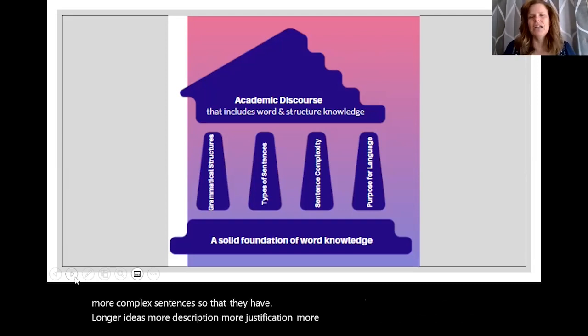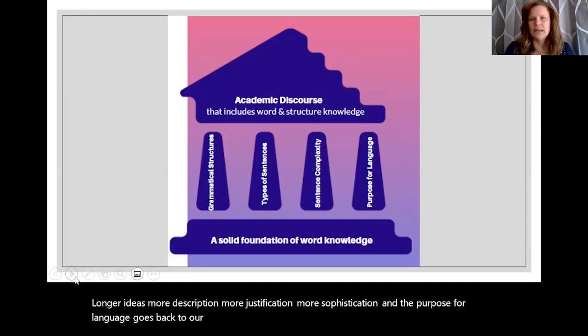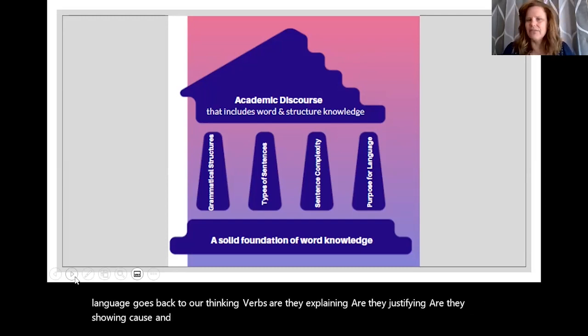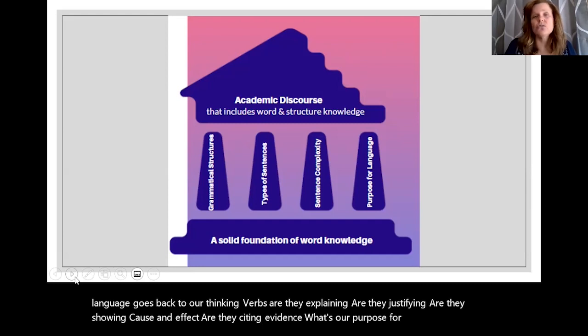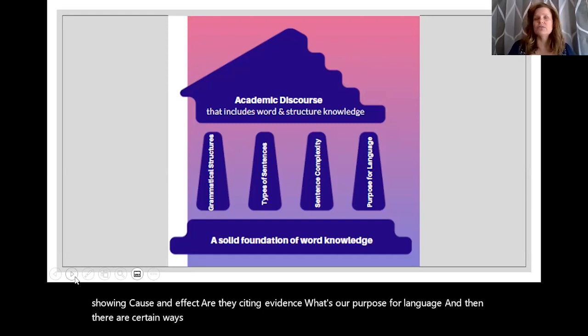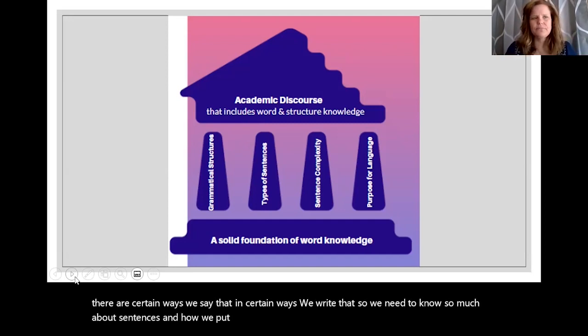And the purpose for language goes back to our thinking verbs. Are they explaining? Are they justifying? Are they showing cause and effect? Are they citing evidence? What's our purpose for language? And then there are certain ways we say that and certain ways we write that. So we need to know so much about sentences and how we put them together.